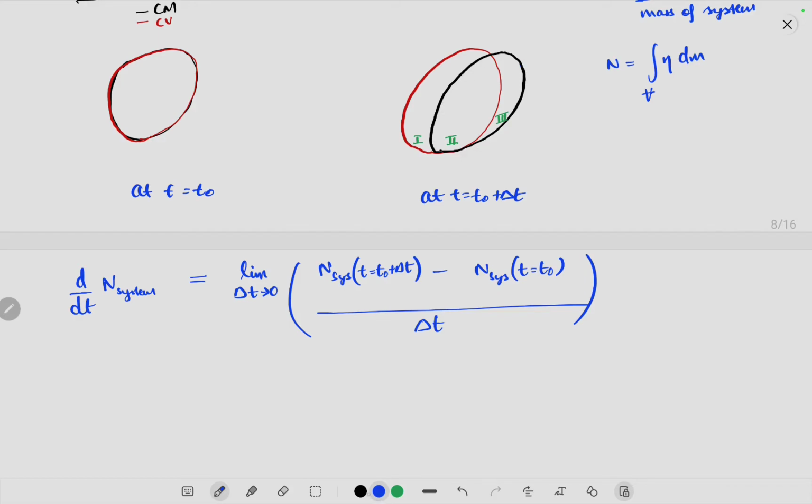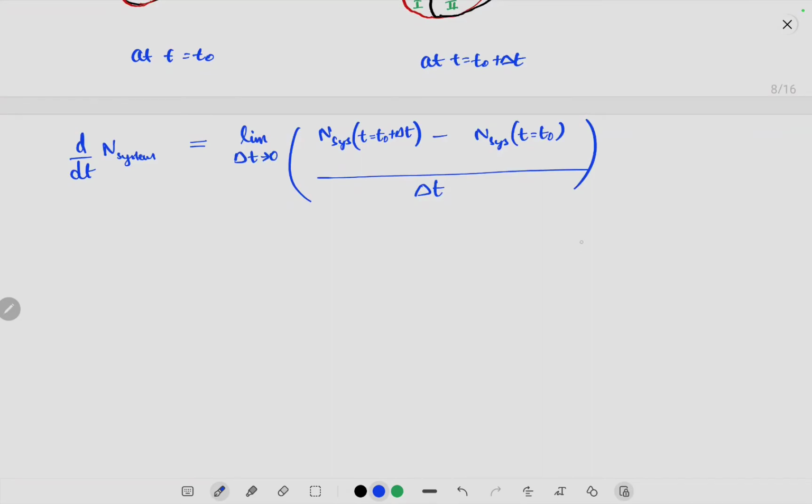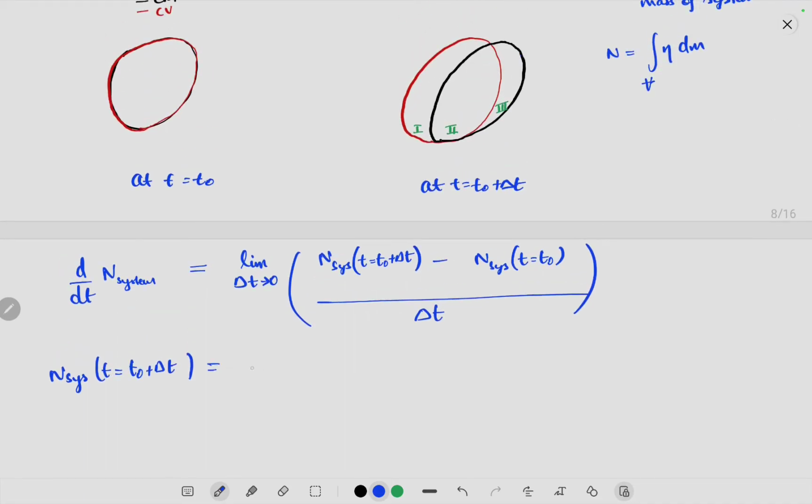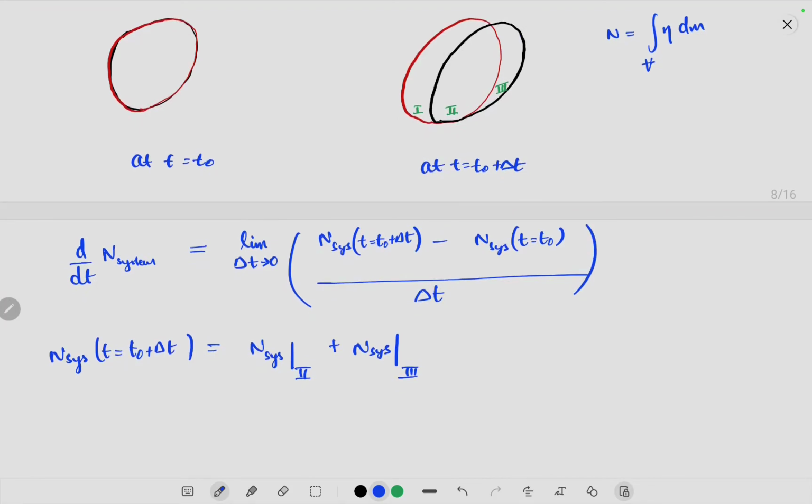So can I just write N_system at t = t0 plus delta t as N_system in region 2 plus N_system in region 3? Because N_system 2 plus N_system 3 corresponds to your control mass, right? So that's why N_system at t = t0 plus delta t can be written using N_system in region 2 plus N_system in region 3.